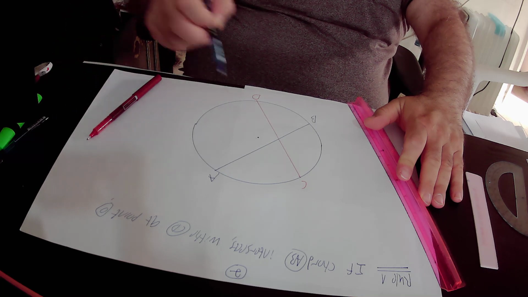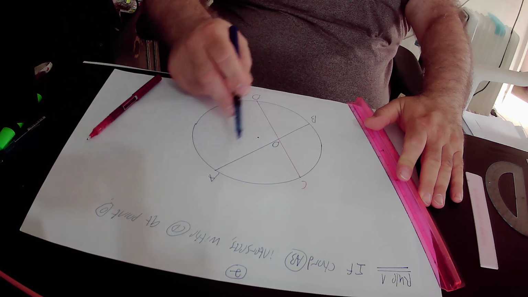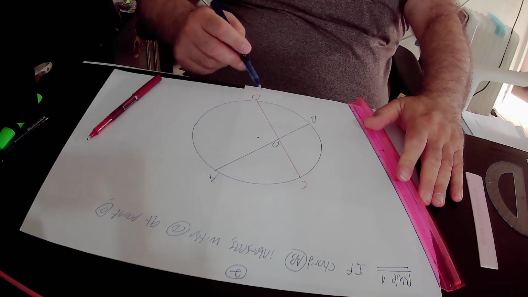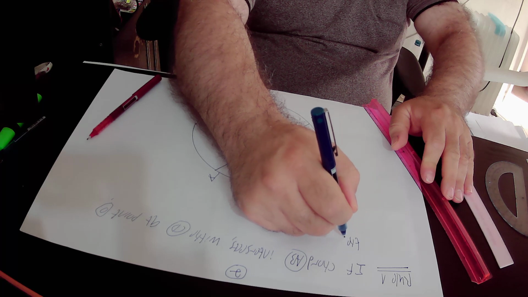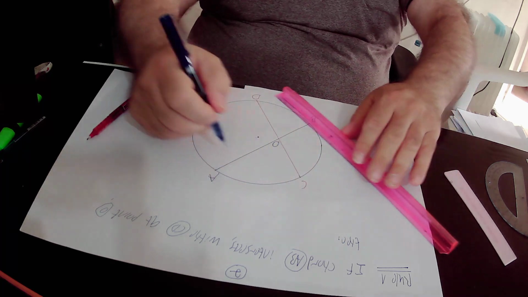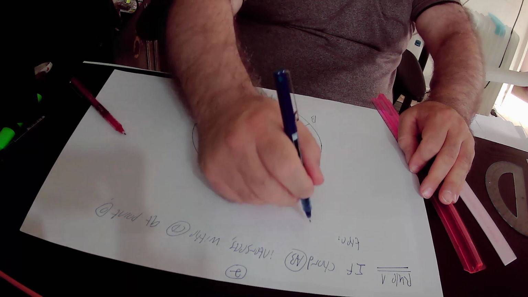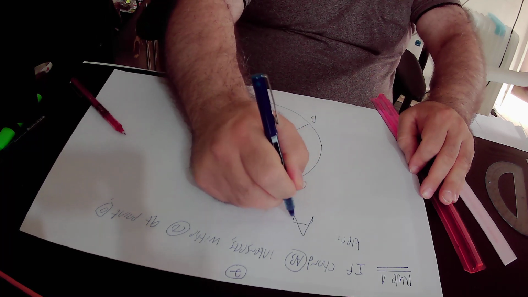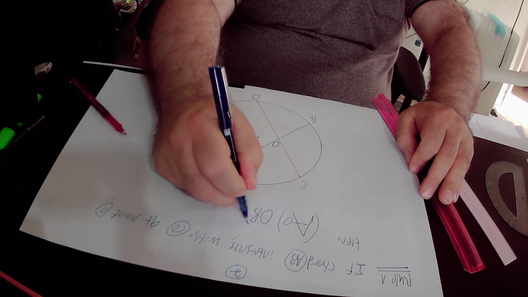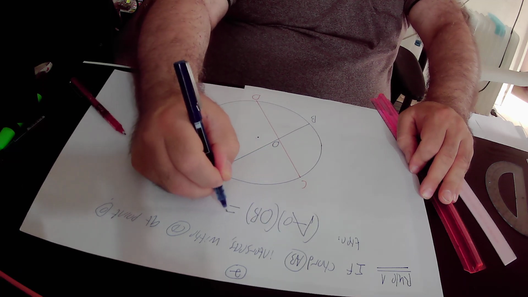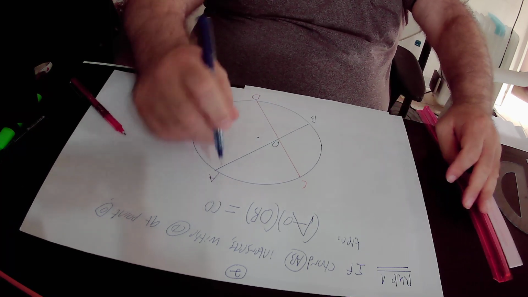Point O is the intersection point of chord AB with chord CD. Then AO times OB equals CO times OD.